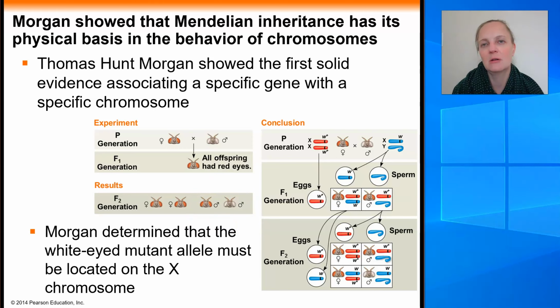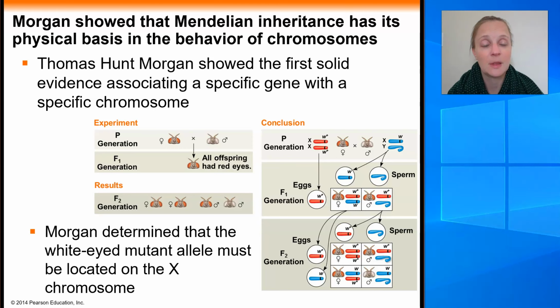You would expect that, 50-50, you'd have 50% of the red-eyed flies females, 50% would be males, and the same thing would go for the white-eyed flies. But no, he couldn't get a white-eyed female from this particular cross. He's like, well, that's really curious. I've got to figure out why this is.